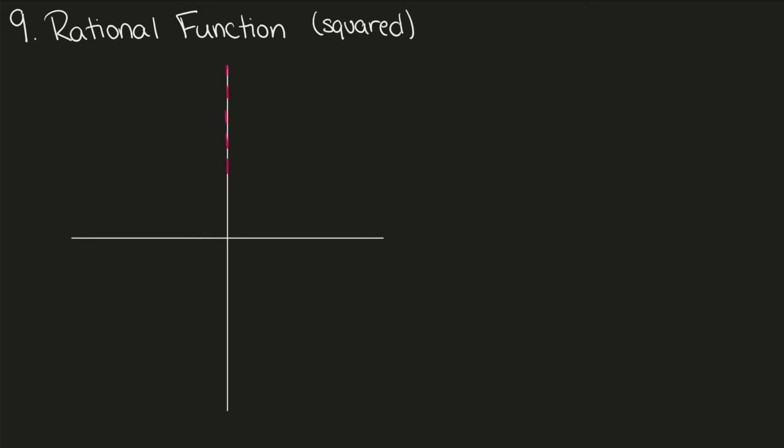Now we have our rational function squared, so f of x equals 1 over x squared. This one is an even function, so if we're thinking about our rational function, that one was odd. We saw it in quadrant 1 and quadrant 3. Our 1 over x squared is even, so we see it in quadrant 1 and quadrant 2.